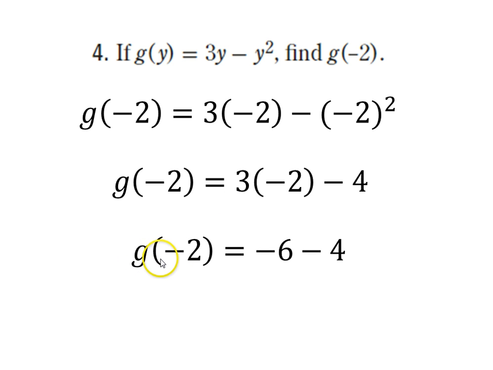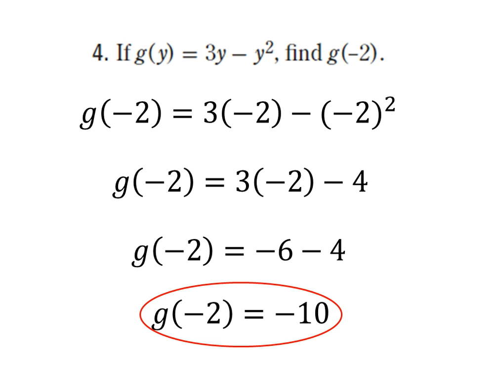So now we have g of negative 2 is equal to negative 6 minus 4. One last thing we can do, negative 6 minus 4 is negative 10. So what this means is that g of negative 2 is equal to negative 10. When we plug in negative 2 into this function, we get out negative 10.